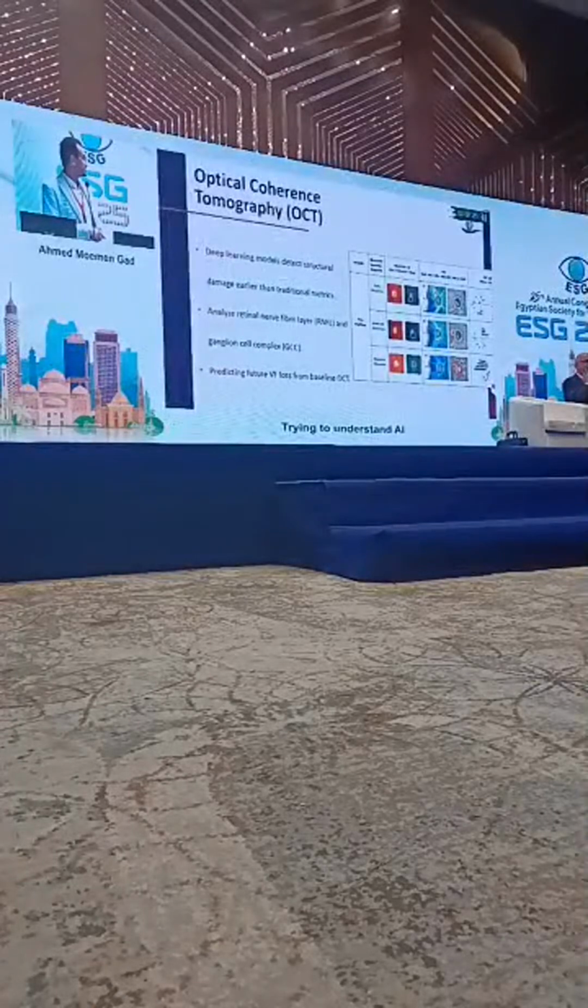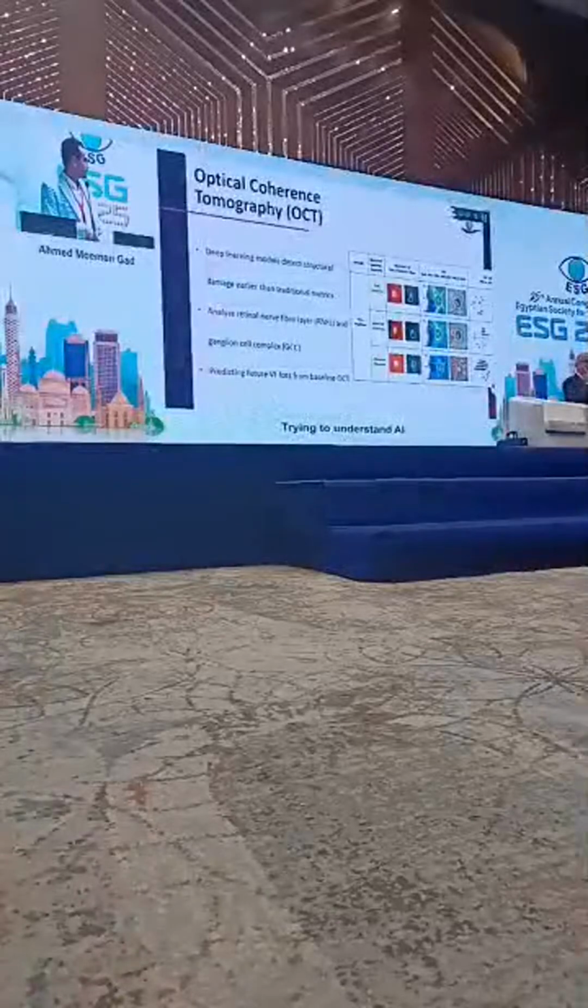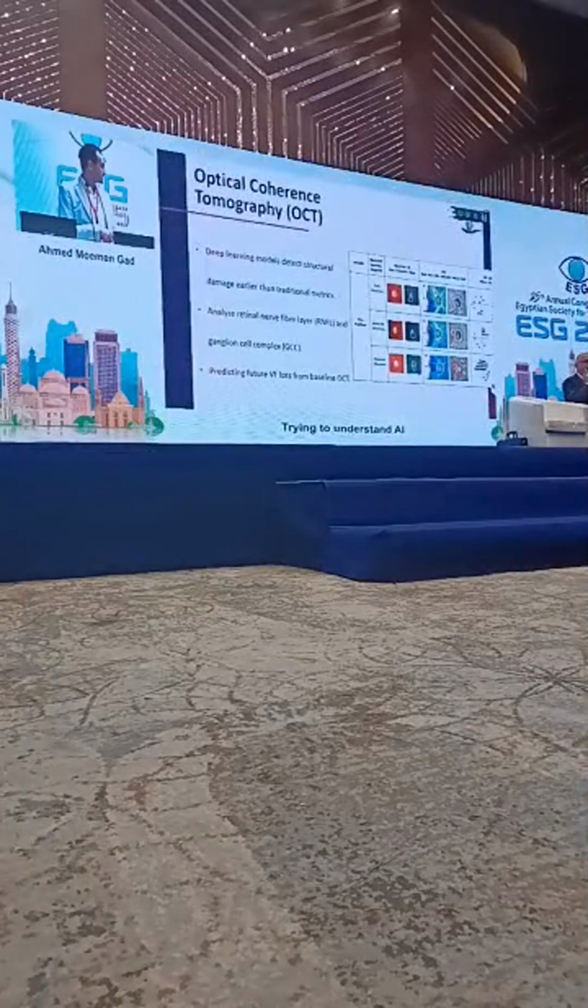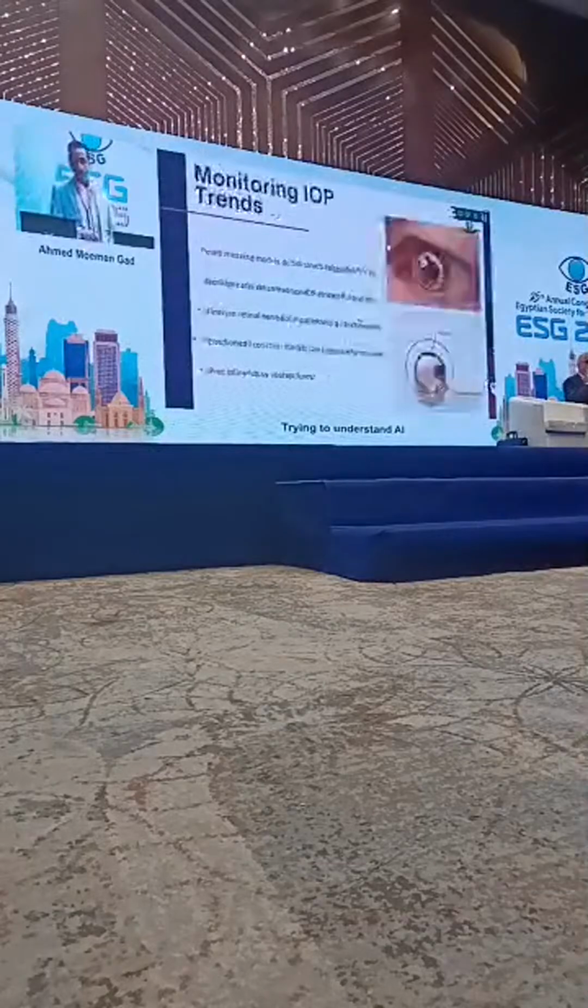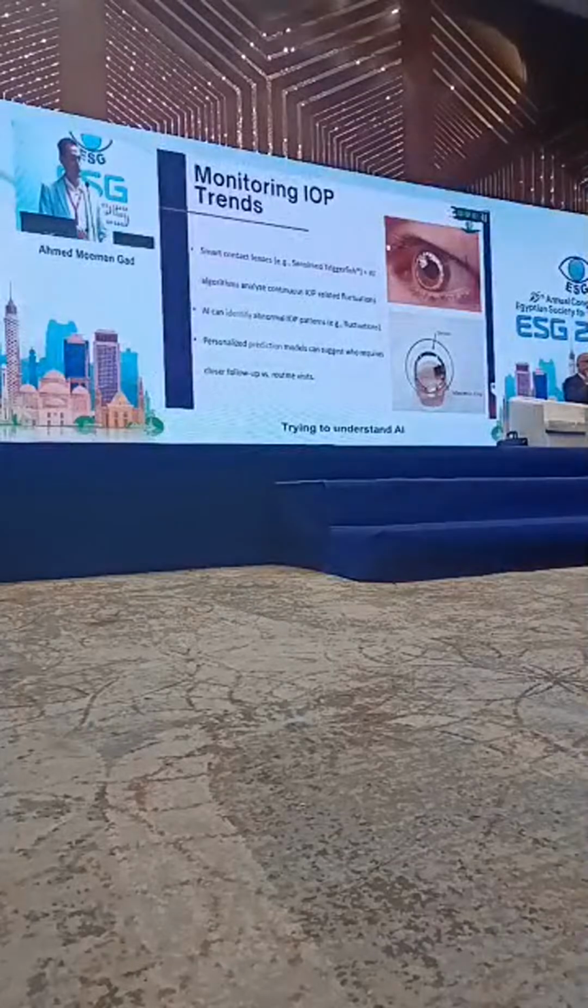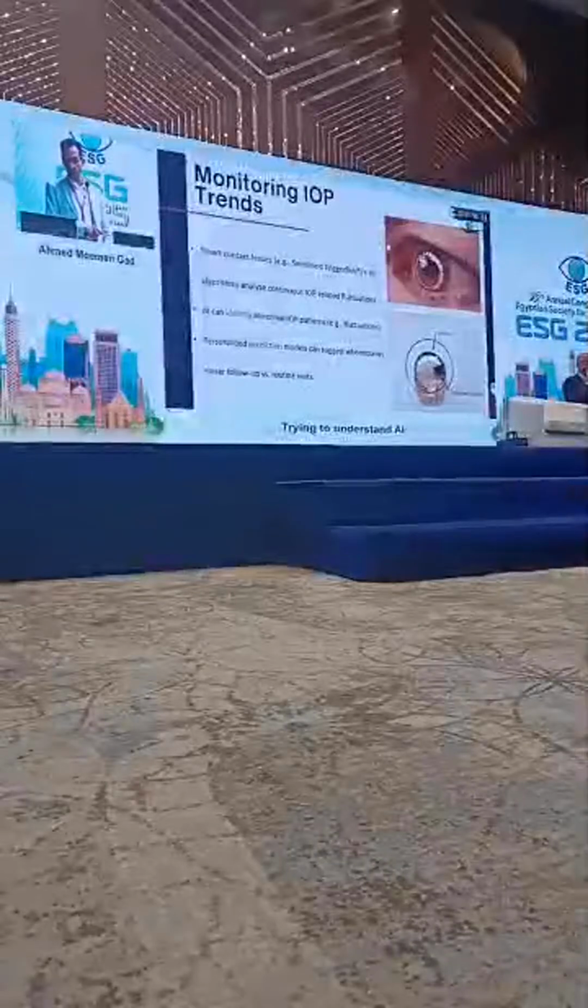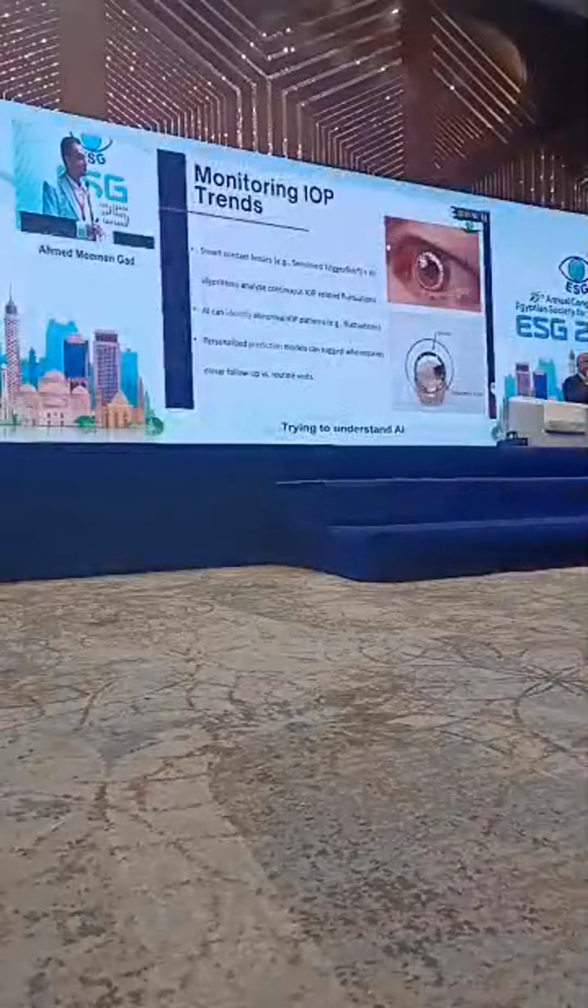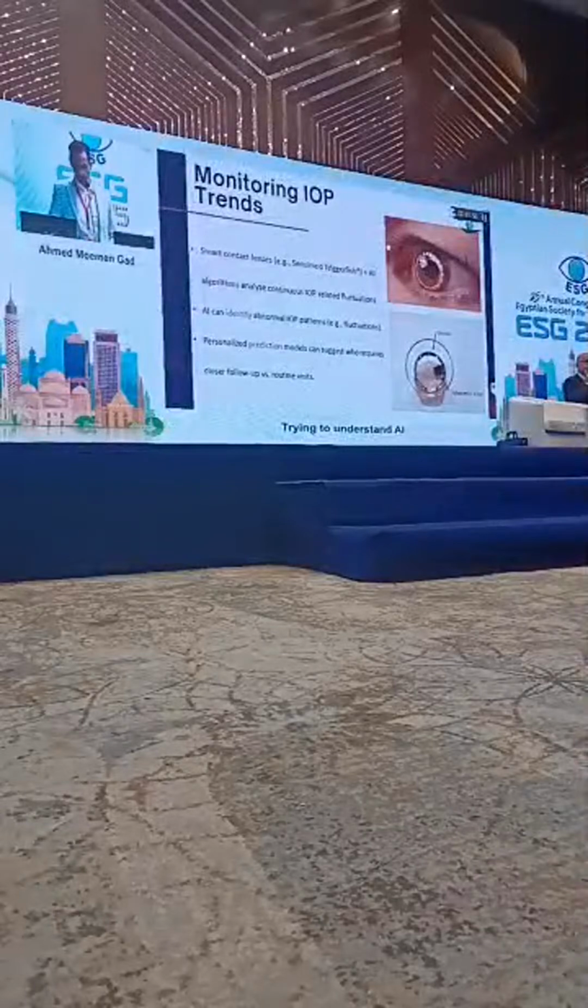In optical coherence tomography, we can also use machine learning and deep learning models. We can detect structural damage earlier than traditional metrics. We can also analyze the retinal nerve fiber layer and ganglion cell complex, which can predict further visual field loss from the baseline OCT. Also, by integrating intraocular pressure monitoring, like using new technologies such as smart contact lenses with AI algorithms, we can continuously analyze fluctuations in intraocular pressure and predict which patient needs closer follow-up than others.